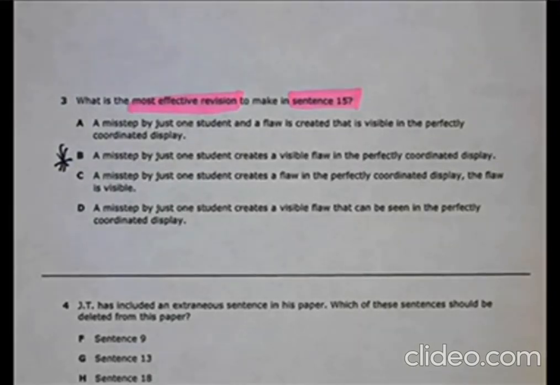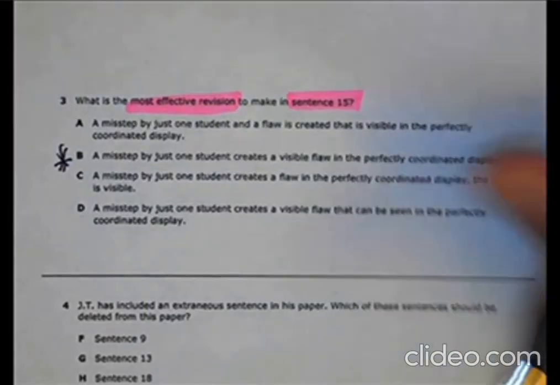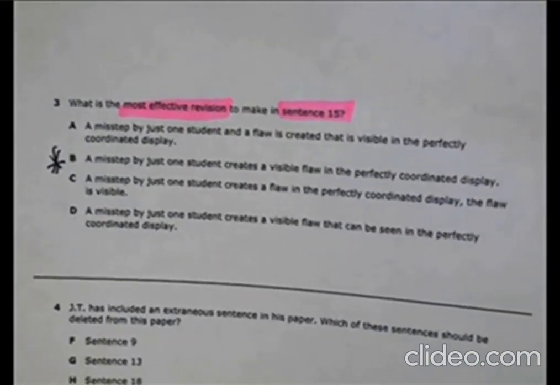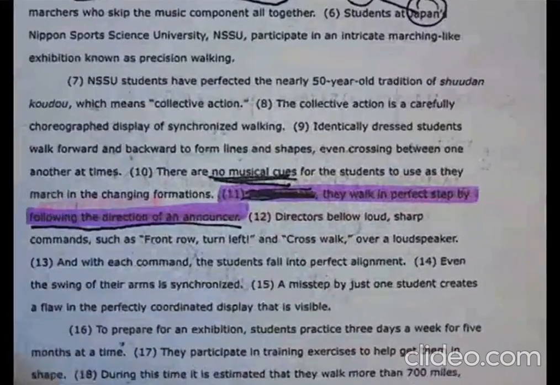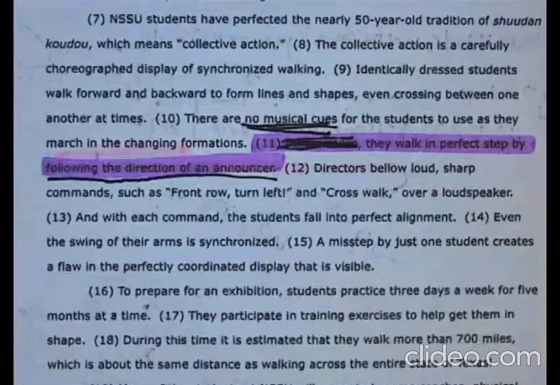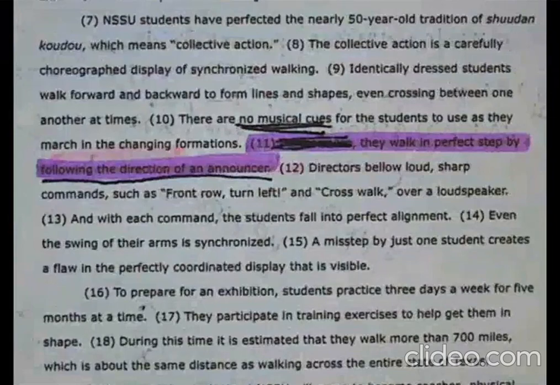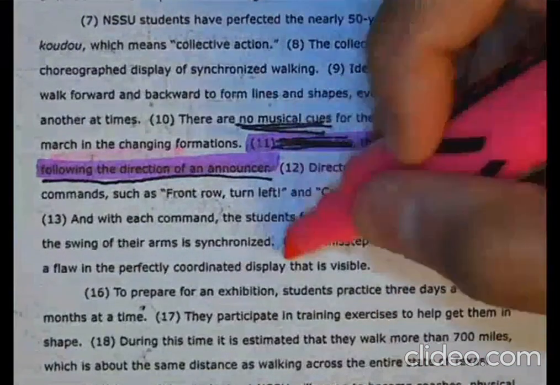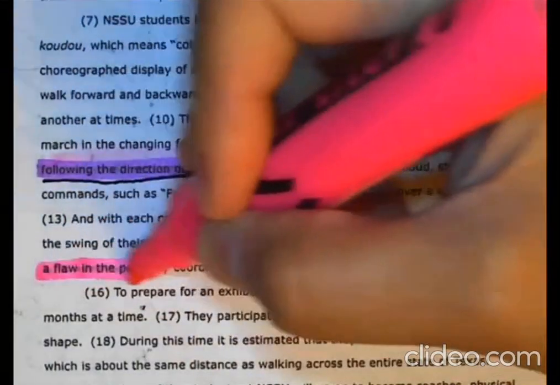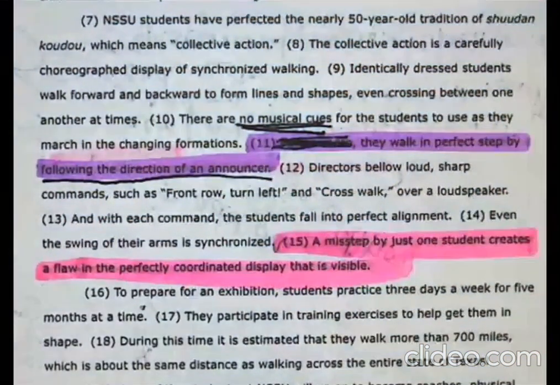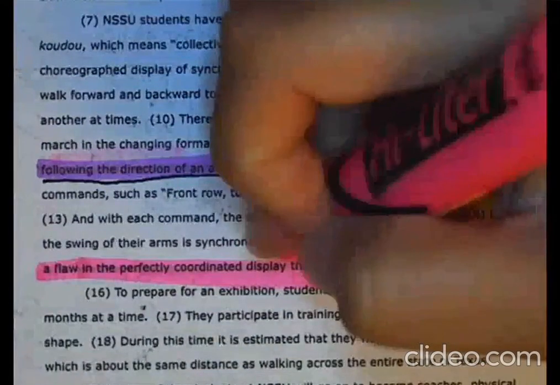Okay? Now, let's go into the original sentence. We haven't read them yet. We're looking at sentence 15. Let's see down here. Zoom in. Oh, okay. It says, a misstep by just one student creates a flaw in the perfectly coordinated display that is visible. That just bothered me. Okay.